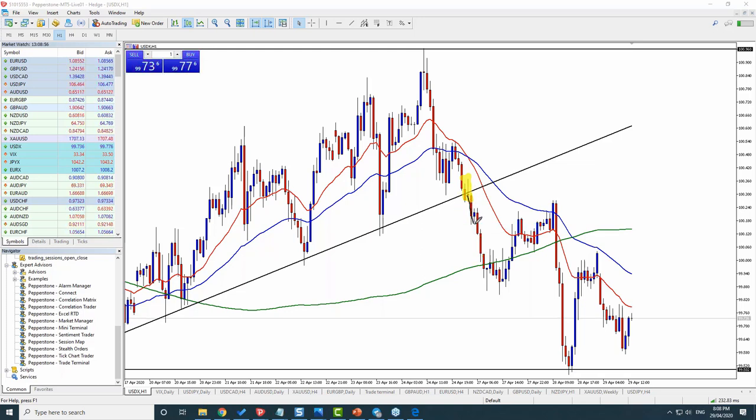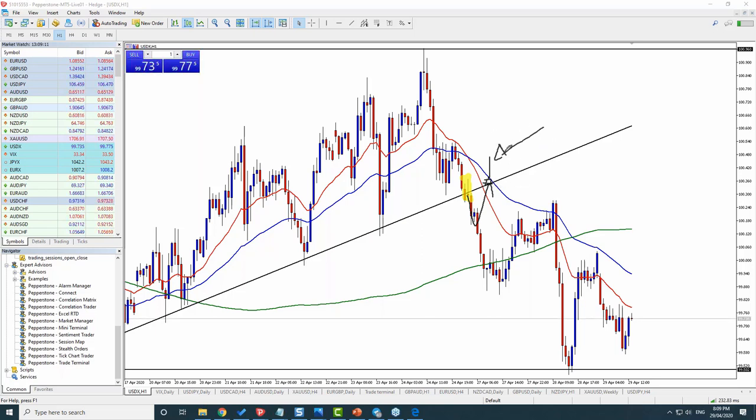Now, usually what you would hope to expect is it comes back, tests it, finds resistance at previous support, and then of course sells off. And if you see a shooting star here, this would be a good indicator for further downward momentum.